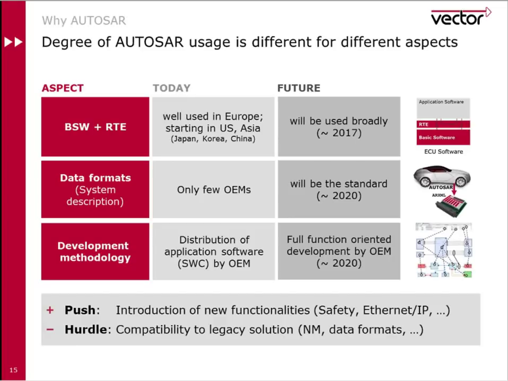from 2020. There are many pushes that push the OEMs and the Tier 1s towards AUTOSAR. Perhaps the requirements for functional safety, ISO 26262, the introduction of new bus technologies such as FlexRay or Ethernet. These are all pushes that encourage an OEM or a Tier 1 to move towards an AUTOSAR architecture that supports these new types of technologies. But there are also hurdles and legacy issues to overcome. So some OEMs may have existing network management issues that they have to resolve, or they have legacy problems with existing data formats that they can't replace.